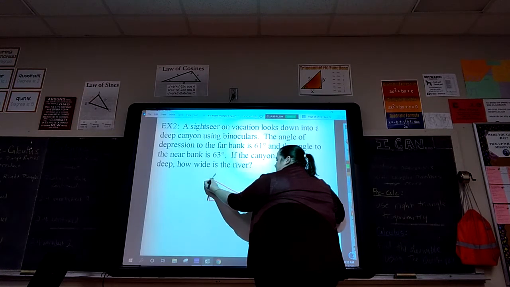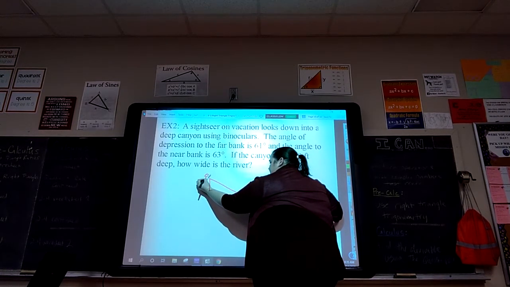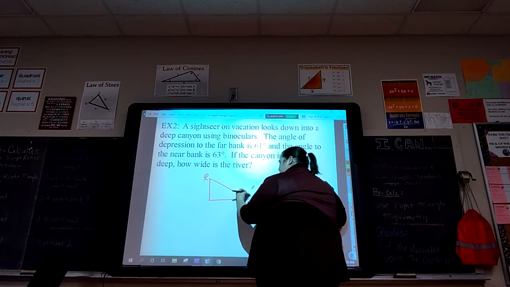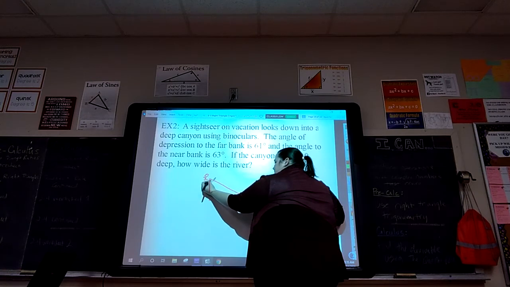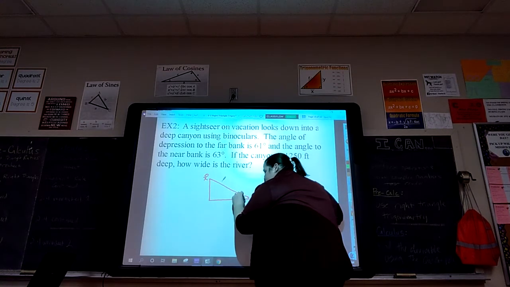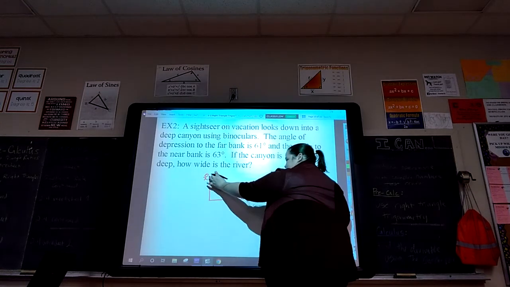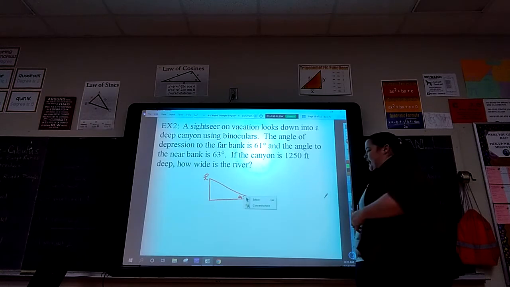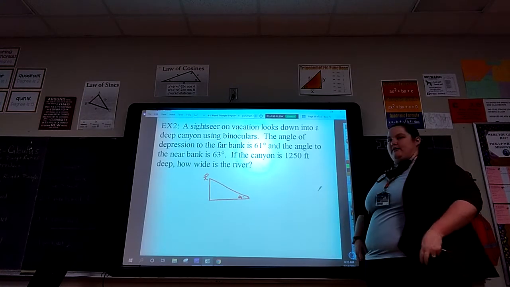Technically, where the angle of depression comes from is if he's standing up here on the top of the canyon, he's looking straight out and looks down at this river. So it's not this angle, it's actually this one out here. But like I said, whenever you're looking at angle of elevation or depression, really it's from the horizontal up to the person. So where I'm going to label my 61 is actually down here because I like it better down there than up here in space. Okay? So that's him looking down at the far bank of that river.